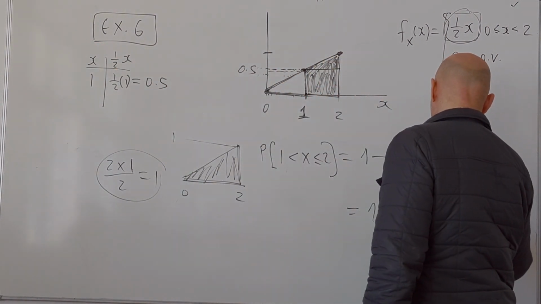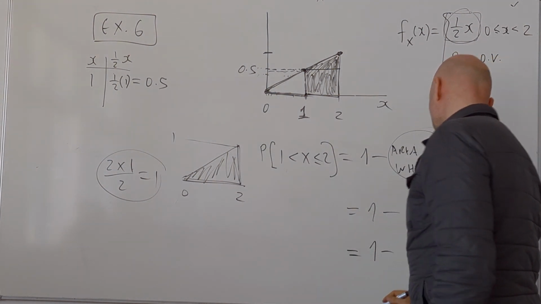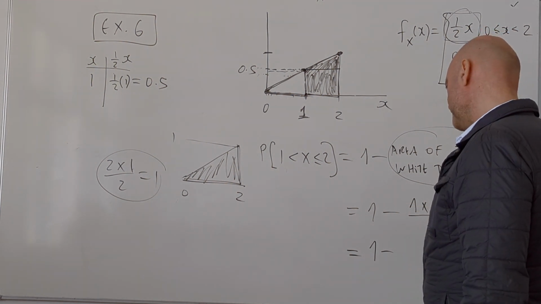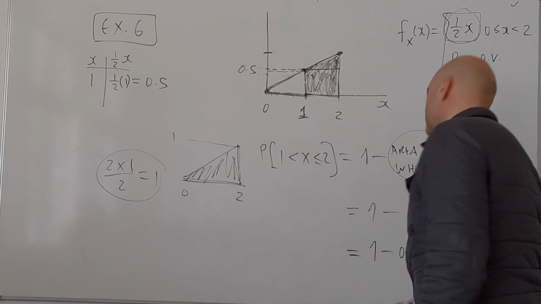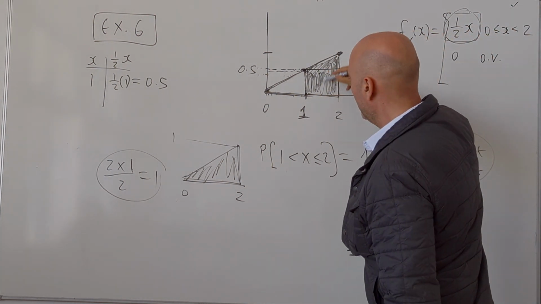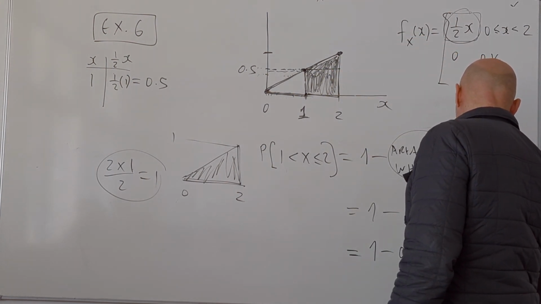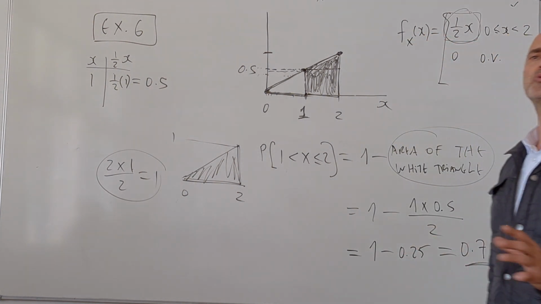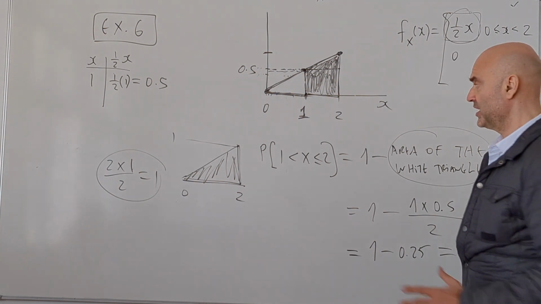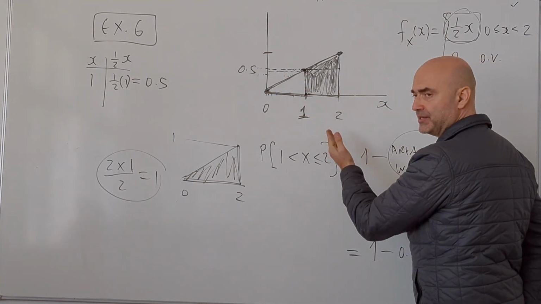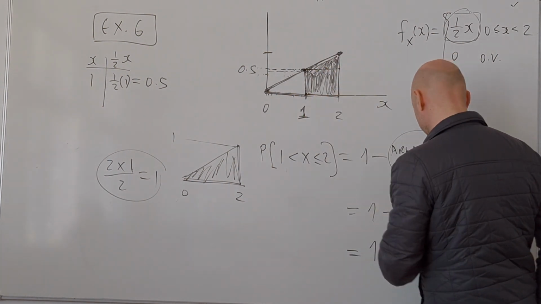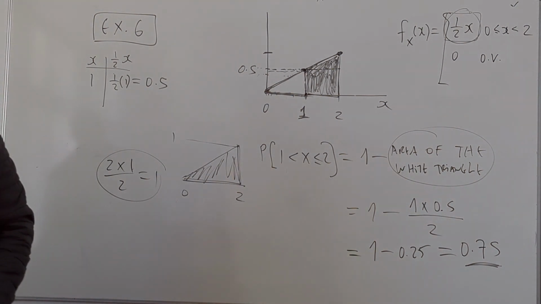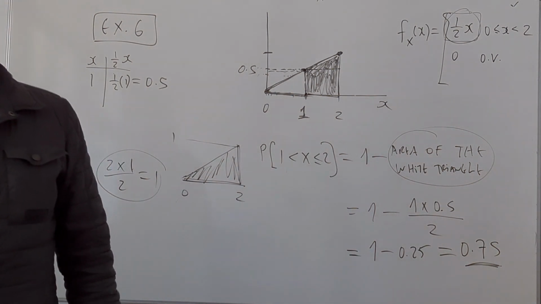And now it's very easy to do the calculation, because we get 1 minus 0.5 times 0.5, which is 0.25. What we are saying here is that the area painted with black is equal to 0.75, and the area of the white triangle is of course 0.25. In terms of probabilities, the probability between 1 and 2 is much higher than the probability between 0 and 1. Here the probability is 0.75, and between 0 and 1 it is only 0.25.